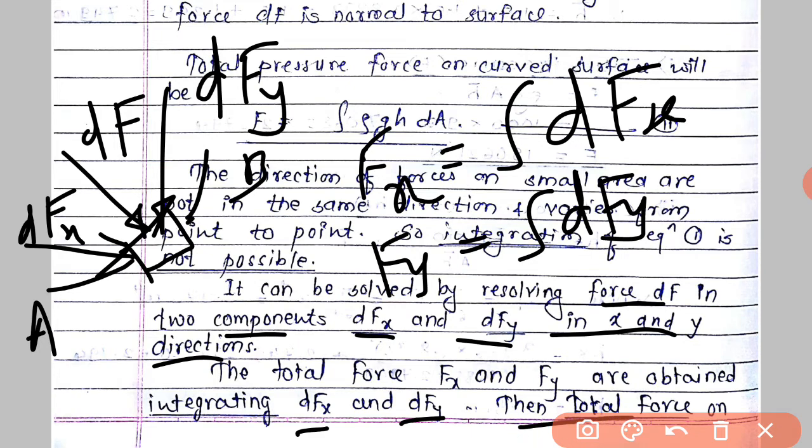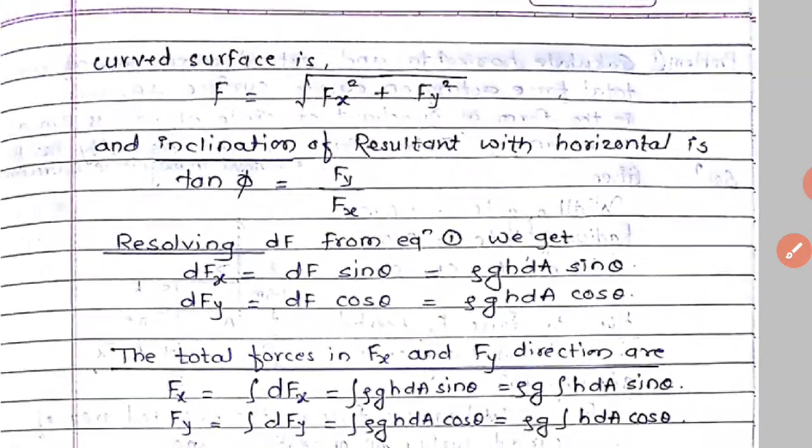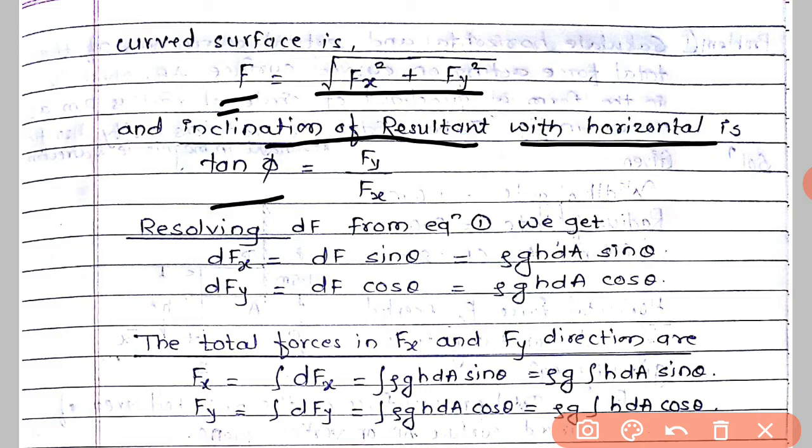Then the total force on the curved surface is given by F is equal to square root of Fx square plus Fy square. This will be our total pressure force acting on the curved surface, and the inclination of that resultant force with the horizontal is given by tan phi is equal to Fy upon Fx. So this is the standard method. So force will be given as square root of Fx square plus Fy square, and the inclination with the horizontal, tan phi or tan theta, will be given as Fy upon Fx.